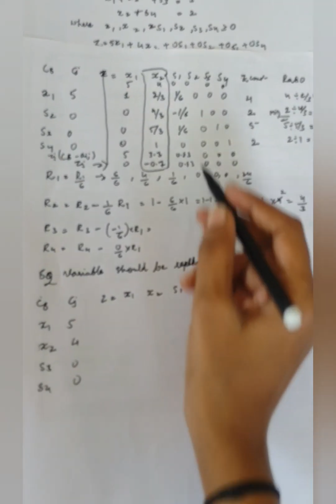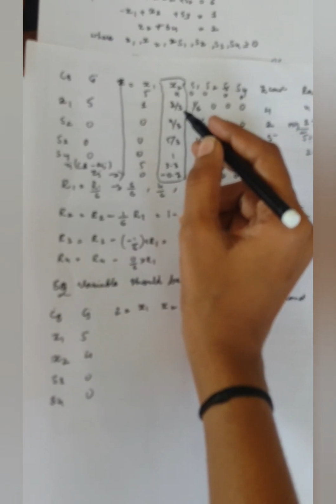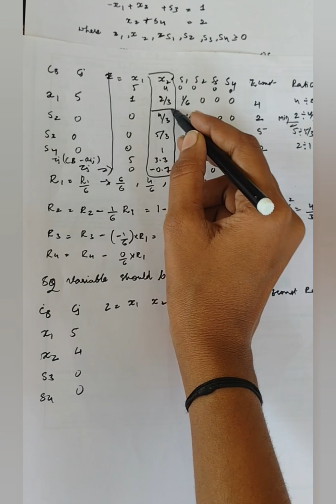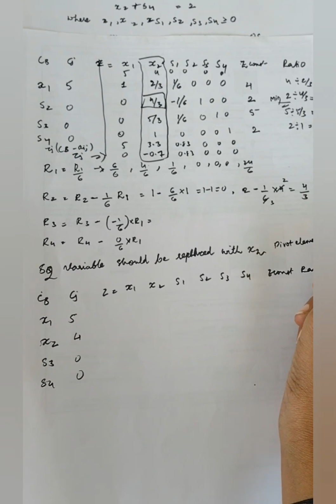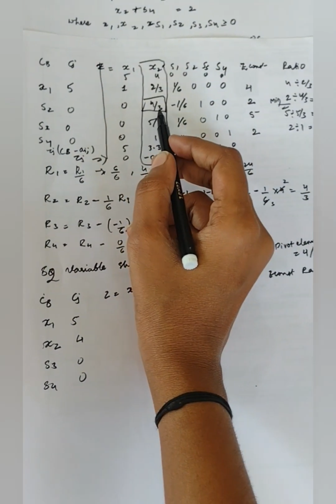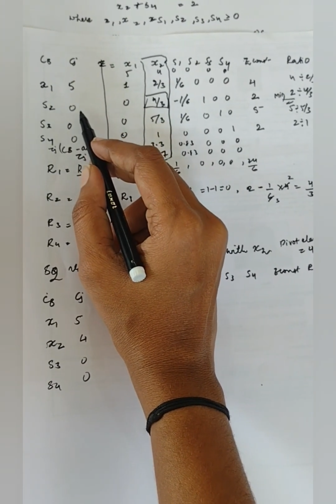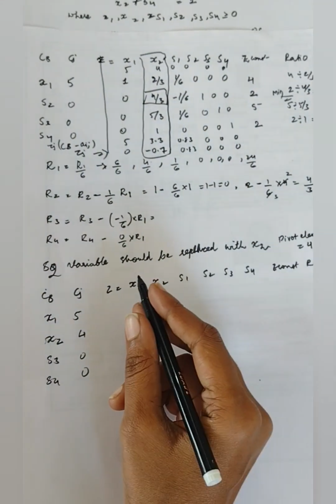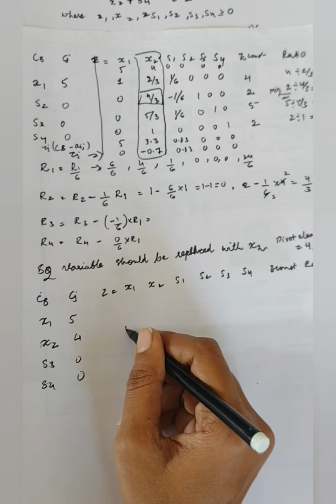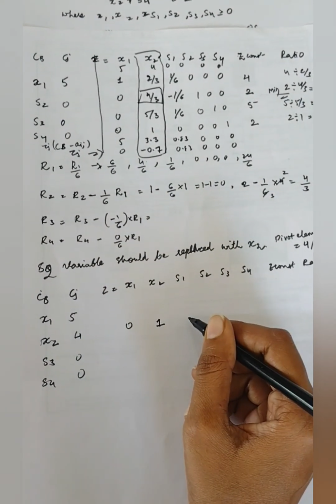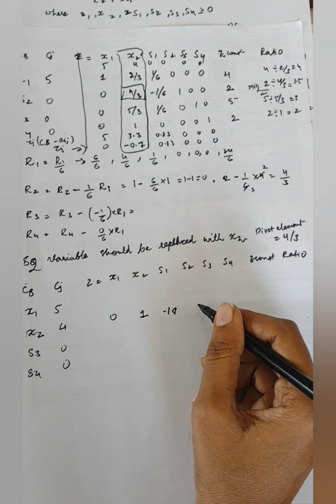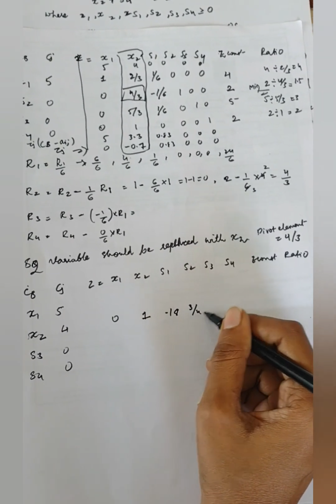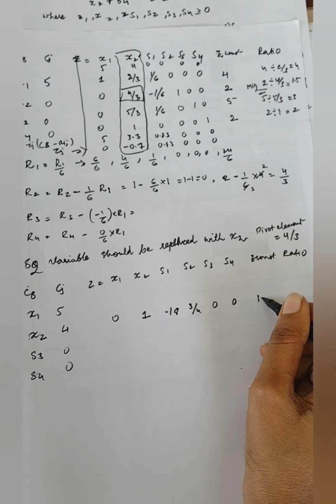Now in this, the pivot element is 4 by 3. To make this one, divide x2 row by whole this 4 by 3, like 0 by 4 by 3, 4 by 3. 4 by 3 is equal to 1, minus 1 by 6 is equal to minus 1 by 8. 1 divided by 4 by 3 is equal to 3 by 4, 0, 0. This will be as usual 1.5. I hope you guys are getting this.